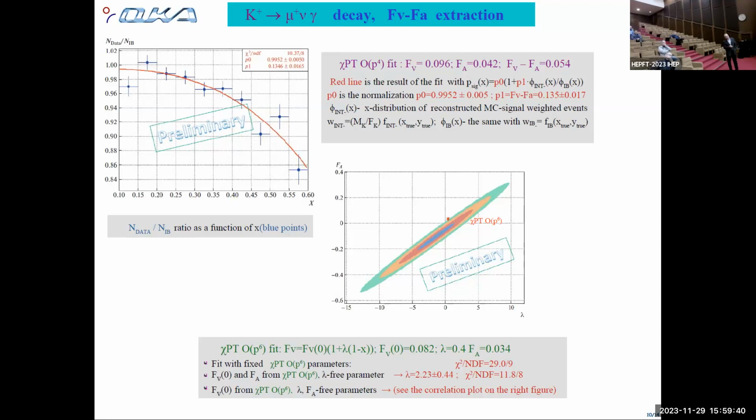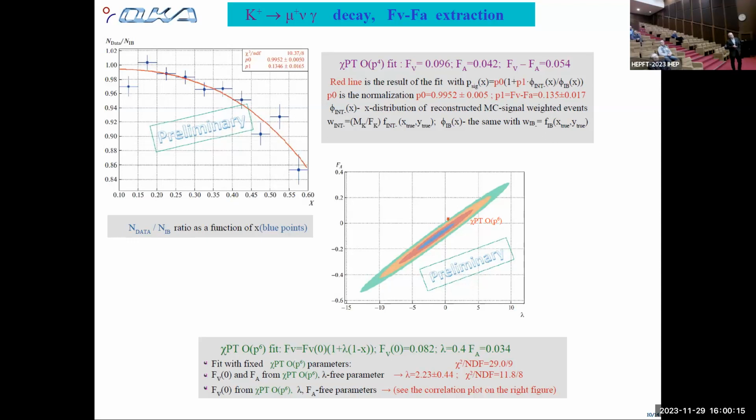and you can fit it also and find the difference of FV and FA. Actually, the fit gives you the value 0.135. So it should be compared with predictions of chiral perturbation theory, which gives 0.054. So you see, it's quite different. It's almost a 3 sigma difference.